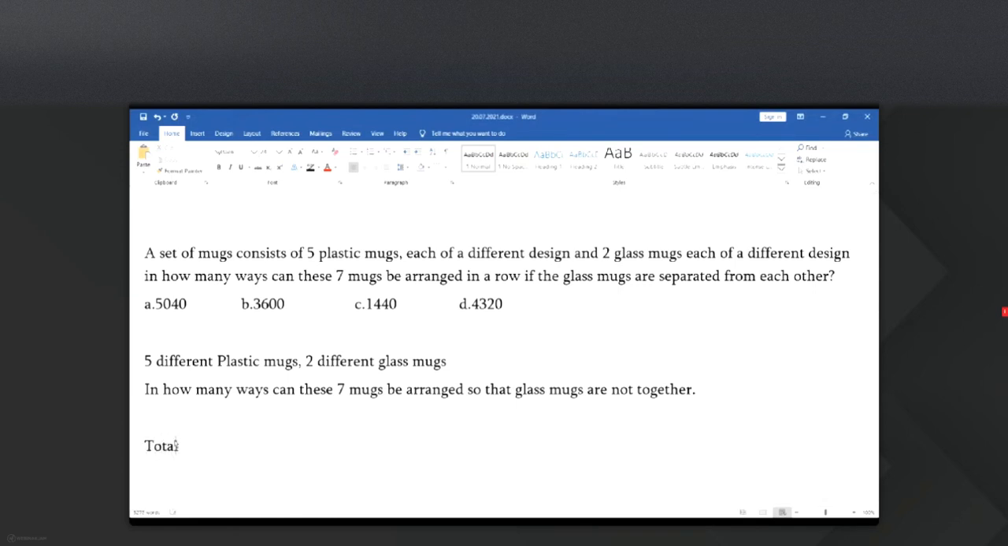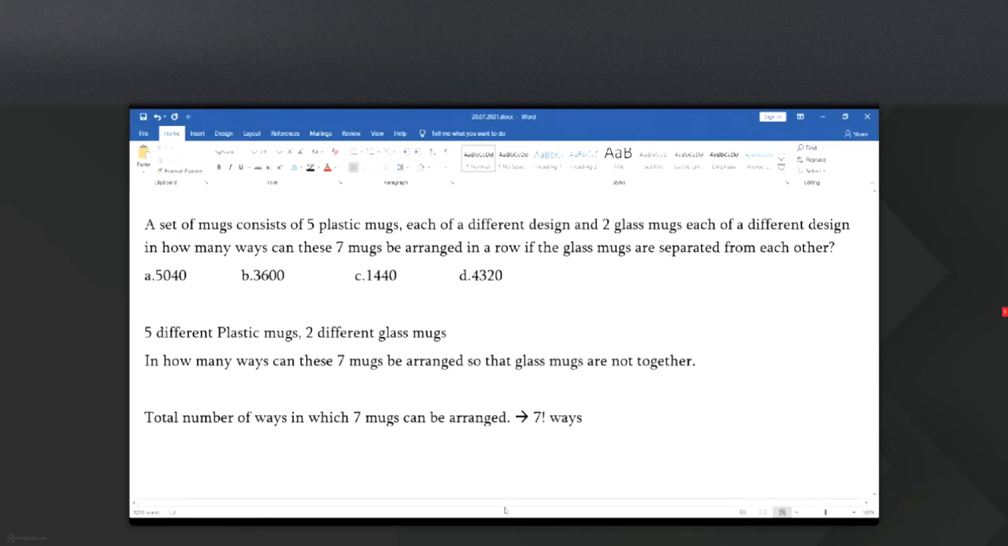So the total number of ways in which 7 mugs can be arranged will be equal to 7 factorial ways. This we know, right? They can be arranged in 7 factorial ways.